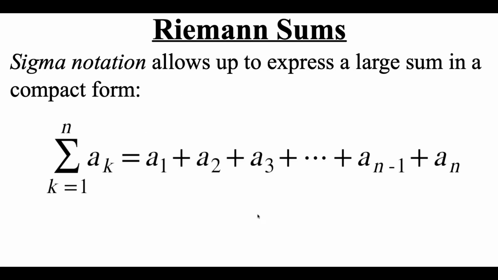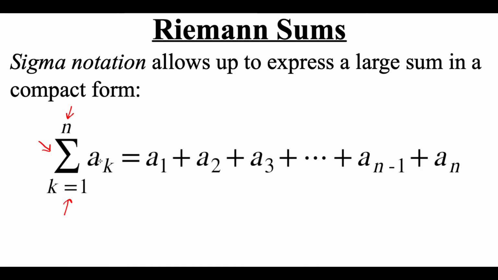Now, as we're going through and looking at things, we're going to be using something called sigma notation, and that's going to allow us to express a large sum in a compact form. So this is the Greek letter sigma, and that just stands for a sum. The k value on the bottom tells us where to begin our sum, and the n value on top tells us where to end our sum. Now, this n value could be a specific number, or it could be infinity, which would tell us that the terms go on forever and ever and ever.